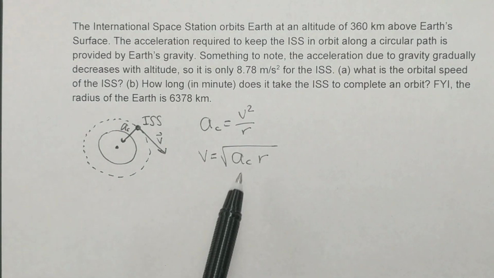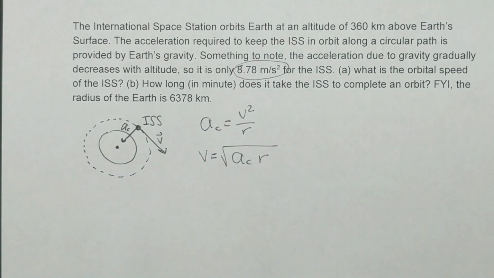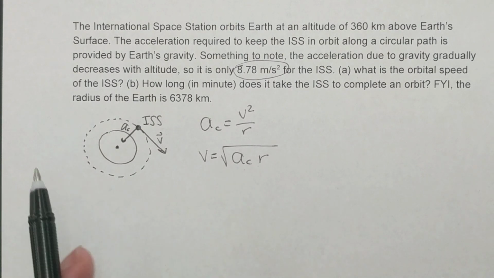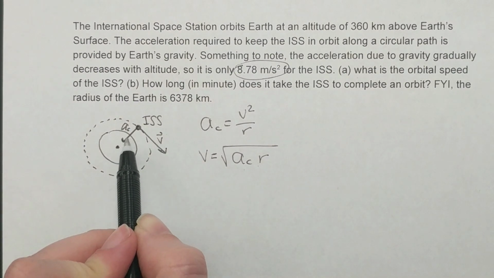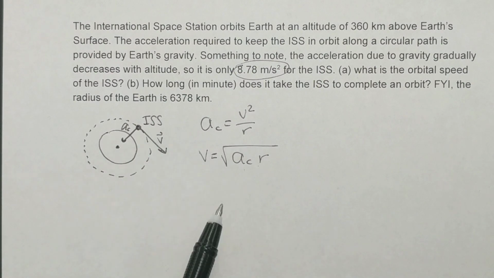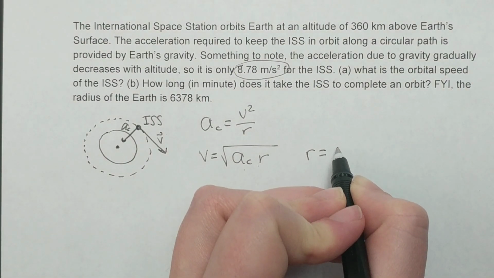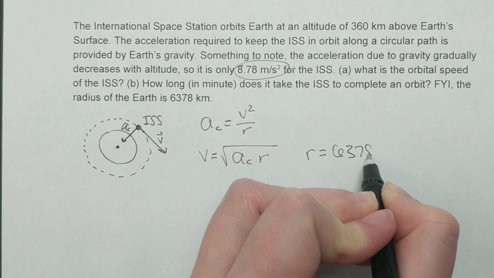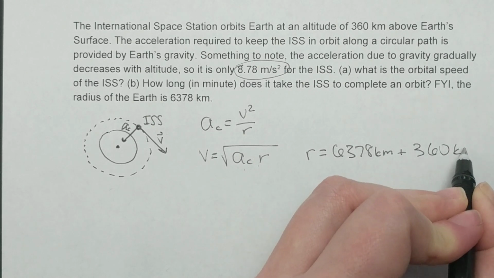So a couple things to note. Acceleration, we're given that. That is the acceleration, 8.78 meters per second squared. And then the second thing is the radius of the circular path. Here is where we have to be careful. It's going to be the radius of the Earth plus how high the ISS is above the Earth's surface. So our radius is going to be 6,378 kilometers plus 360 kilometers.